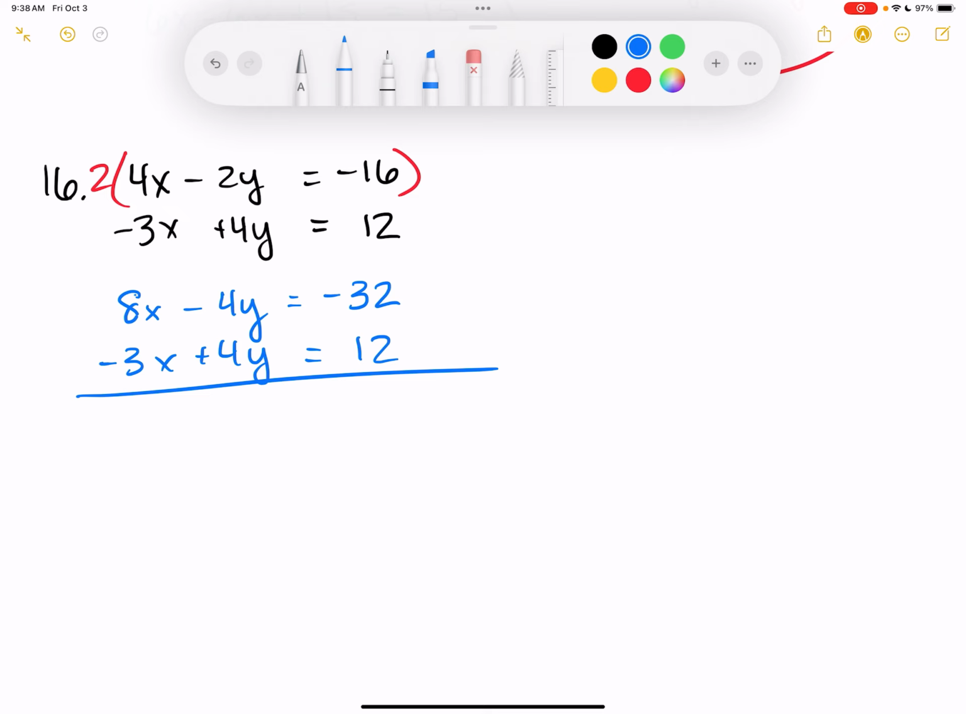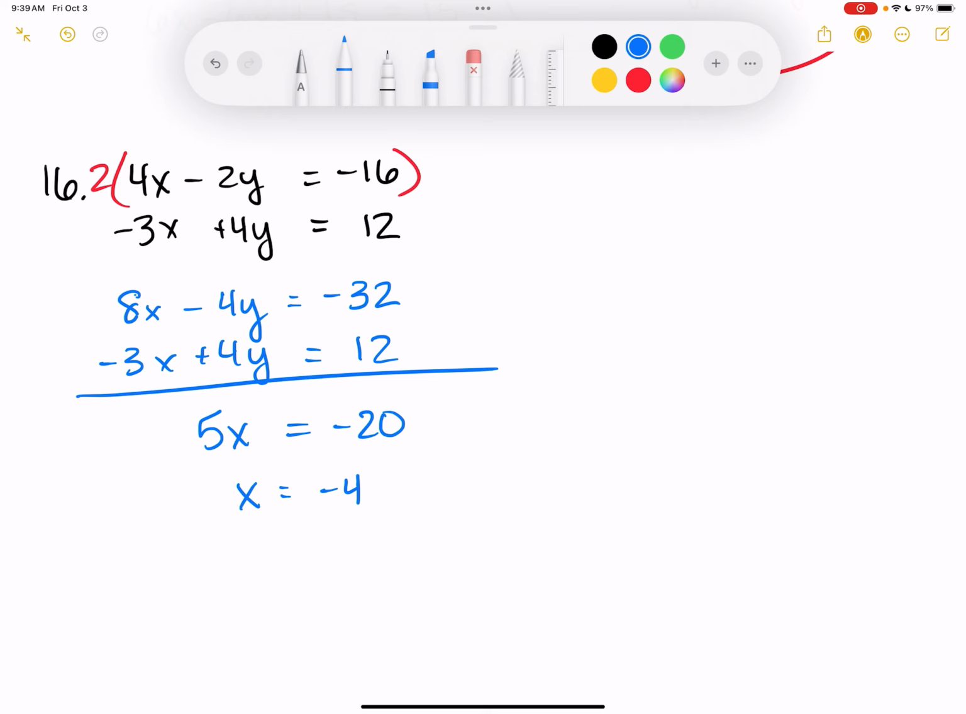All right, so now we would just add or subtract down, just like if you were doing 10 minus 5 kind of thing. 5x equals -20. So then x equals -4. Now, the downside to elimination is you don't already have one of the variables to solve for by itself. But that's minor details.